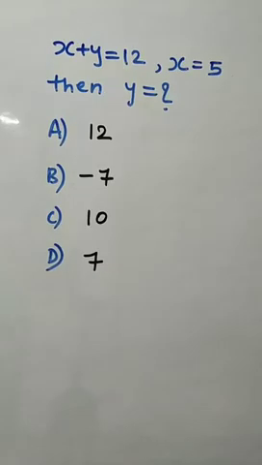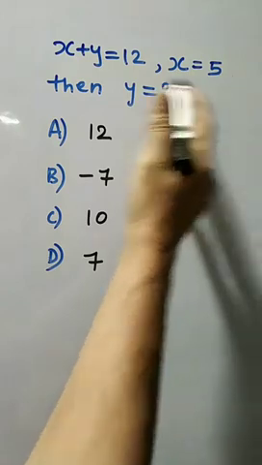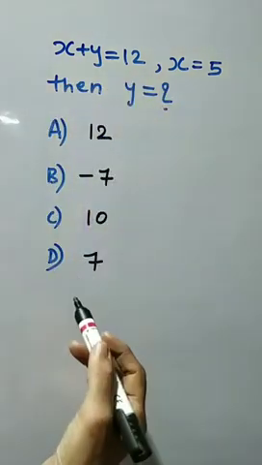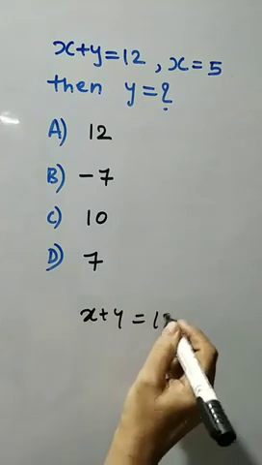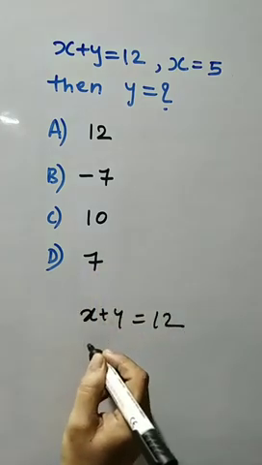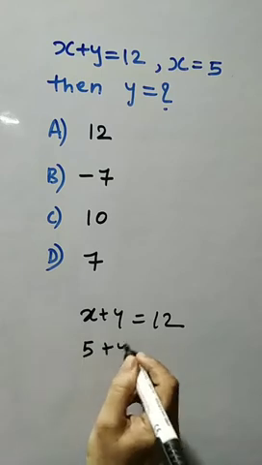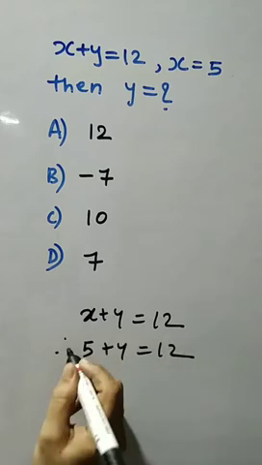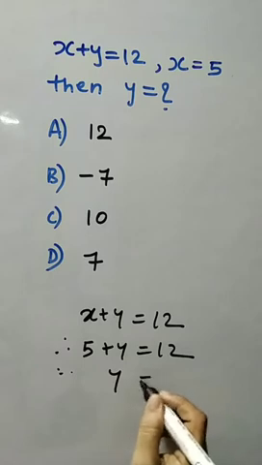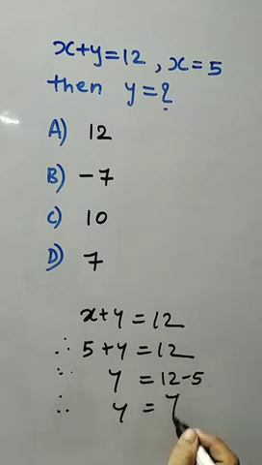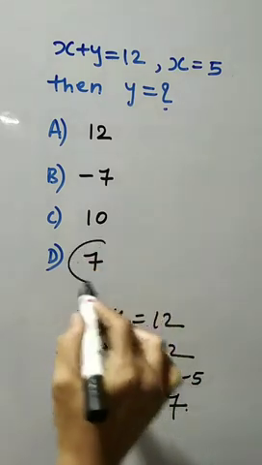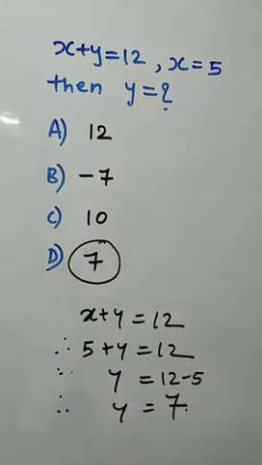Next, x plus y is equal to 12 and x is equal to 5, then y is how much? And you are given 4 options. So in x plus y is equal to 12, let's substitute the value of x as 5, so 5 plus y is equal to 12, and what do we get? y is equal to 12 minus 5, and therefore y is equal to 7. So which is the correct answer? This one. Of course, there cannot be a simpler sum than this for you.